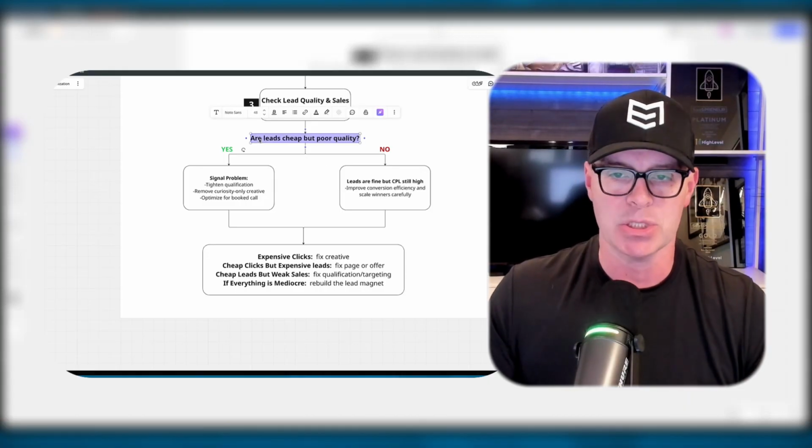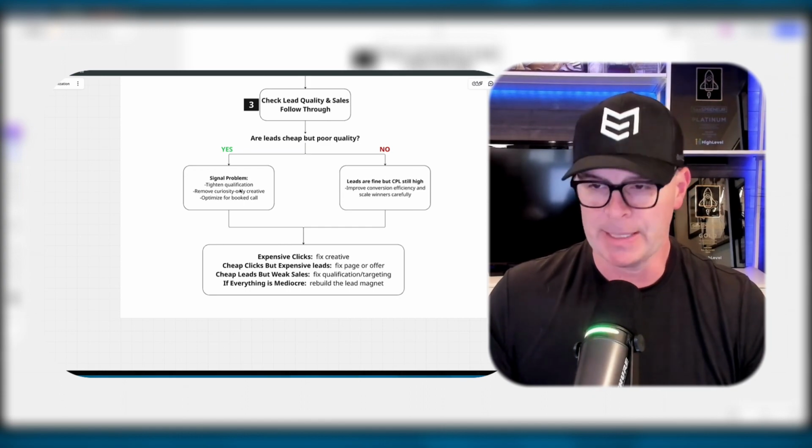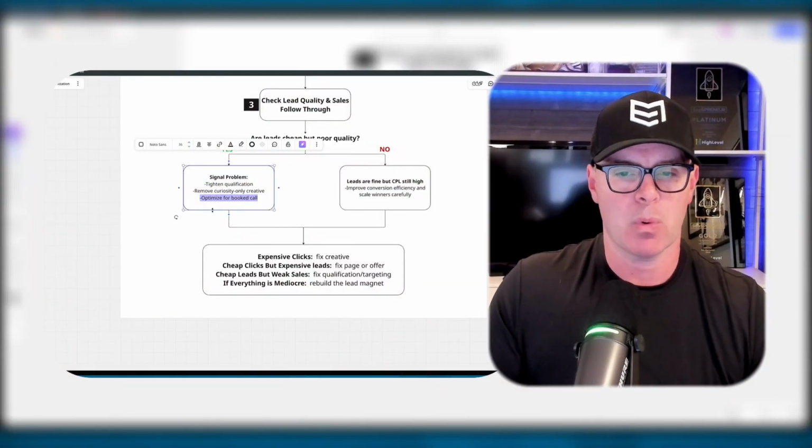So we're going to ask the question, are leads cheap but poor quality? If they are cheap and poor quality, then we need to tighten the qualification. We need to raise the bar with some of the language in the ads. I call it removing curiosity-only creative. So you say as little as you possibly can on the lead magnet just to get them to opt in. That's not always a good thing. Letting people know what they're getting into, who it's for, and what they're going to get out of it is important. And you want to optimize this process for a book call.